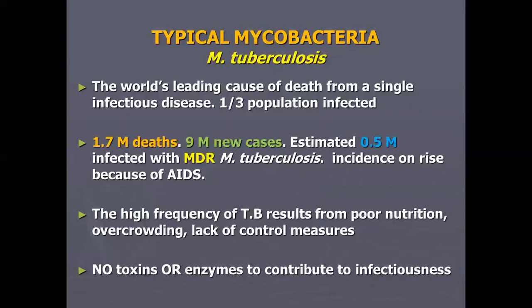The high frequency of tuberculosis is mostly found with poor nutrition, overcrowding, and lack of control measures, and this is the disease of the poor socioeconomic population of the world. The organism does not produce any toxin, no endotoxins, no enzyme that contributes toward the infectiousness, but they do have some specialized proteins that contribute towards virulence, or act as the virulence determinants of this microorganism.